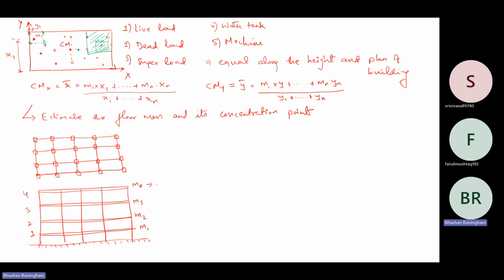Then from this, for each floor you have to estimate CM4, CM3, CM2. If it is a symmetrical building, then all will be at the center. Okay. So then you can say that at this particular point, all the forces will get concentrated. What the code is saying, CM is the position, right?